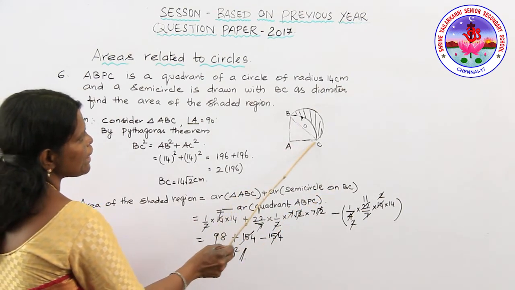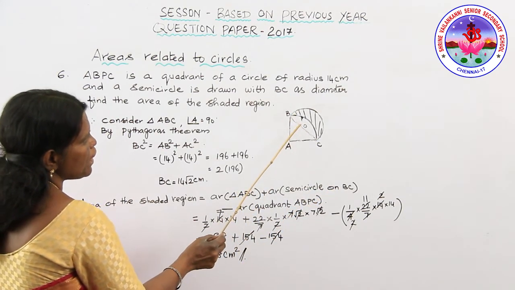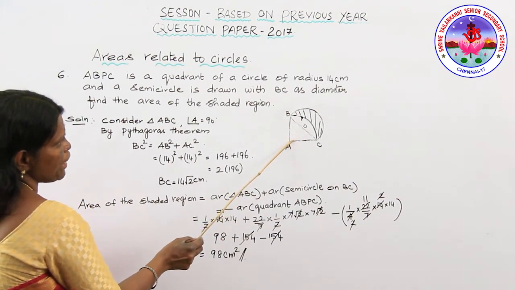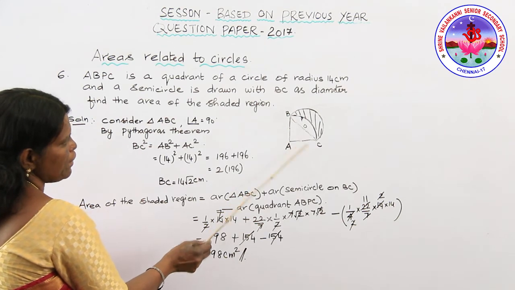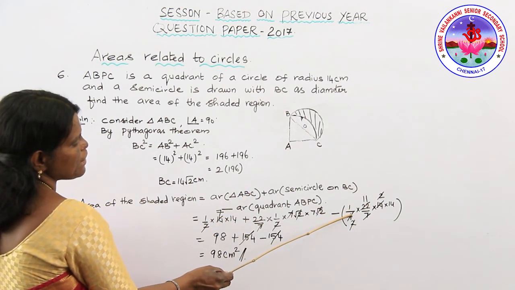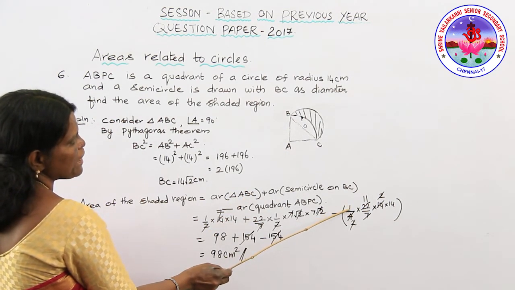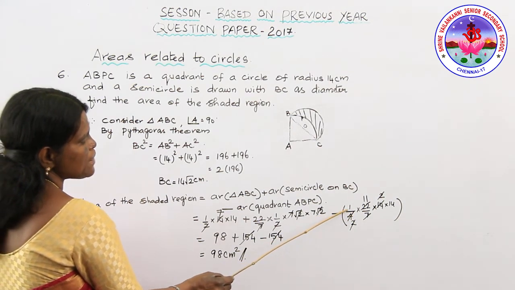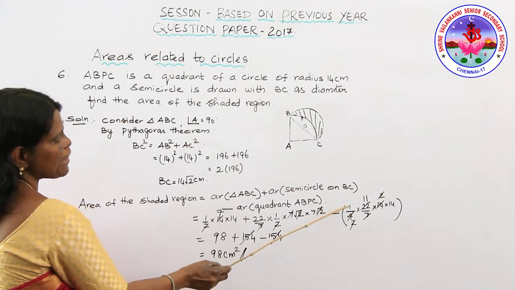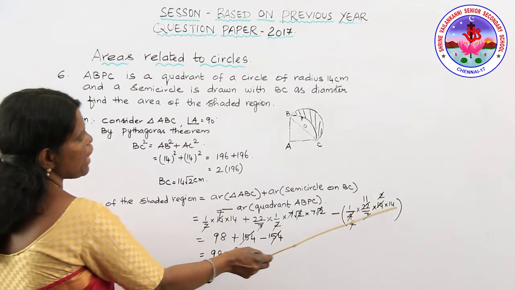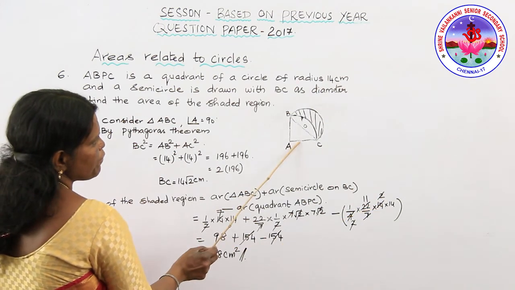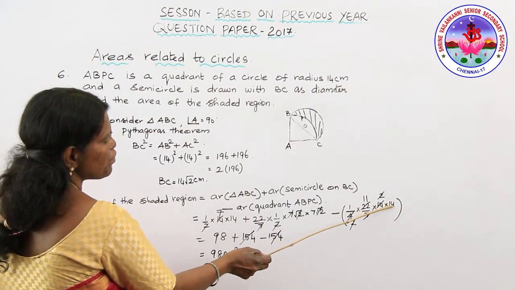So we know that the area of the quadrant, that is a sectoral region, is theta by 360 into pi r squared, where radius is 14. So I am writing 90 by 360. If I simplify 90 by 360, I will be getting 1 by 4. So I can say that area of the quadrant can be written as 1 by 4 into pi r squared. So 1 by 4 into 22 by 7 into r squared, the radius of the circle 14 into 14.